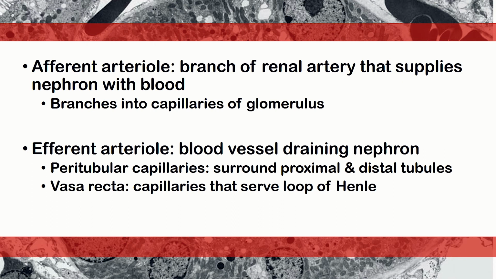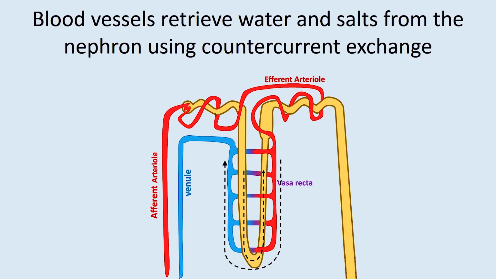This includes a group of what we refer to as peritubular capillaries. These peritubular capillaries are going to surround the proximal and distal tubules and will collect materials that are retained by those proximal and distal tubules. Finally, there's going to be the vasa recta. The vasa recta is going to be a series of capillaries that serve the loop of Henle and play a special role in maintaining salts, especially the high salt concentrations in the medulla of the kidney.